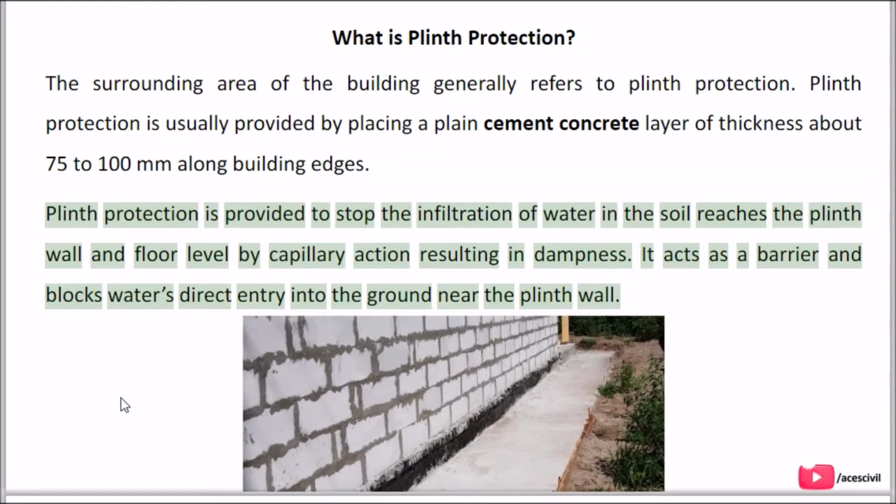Plinth protection is provided to stop the infiltration of water in the soil that reaches the plinth wall and floor level by capillary action, resulting in dampness. It acts as a barrier and blocks water's direct entry into the ground near the plinth wall.